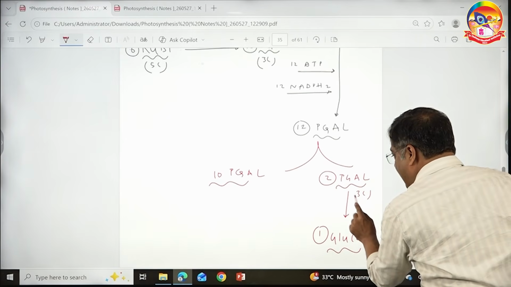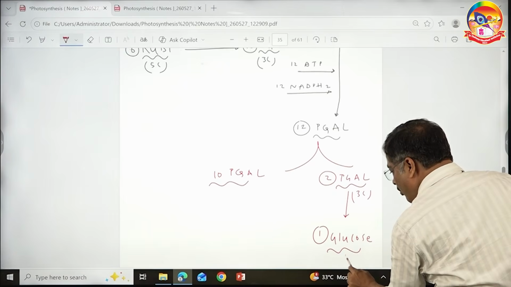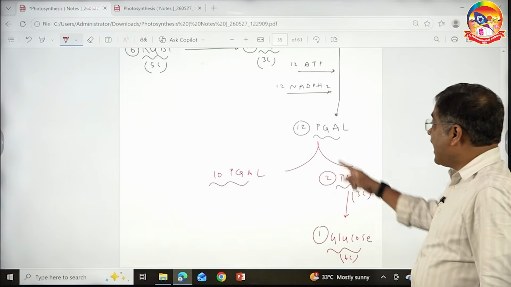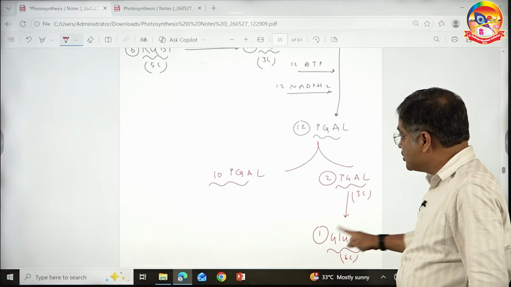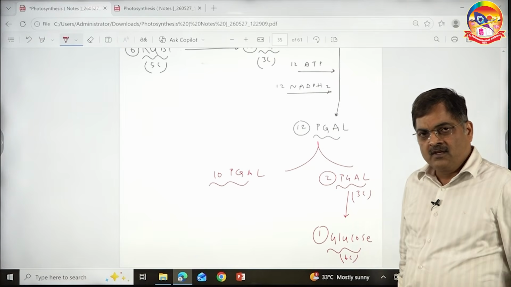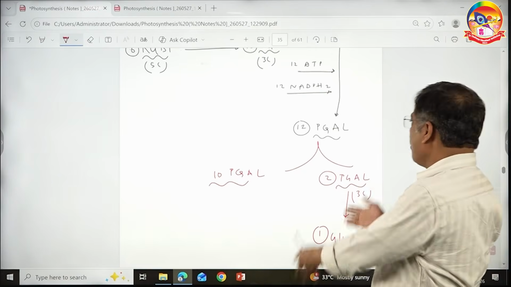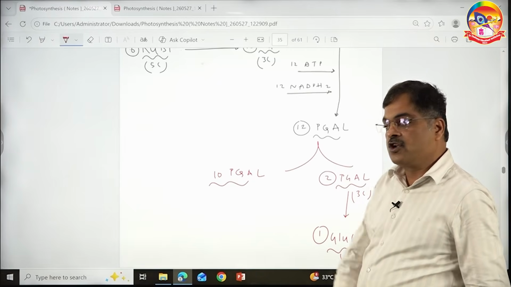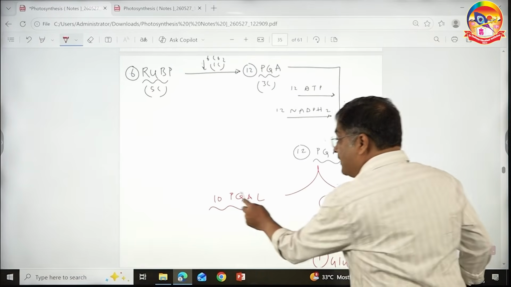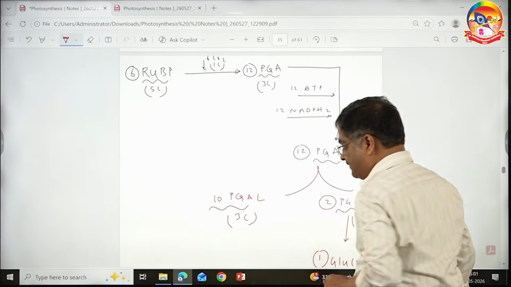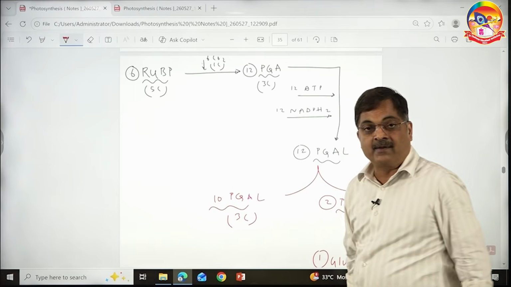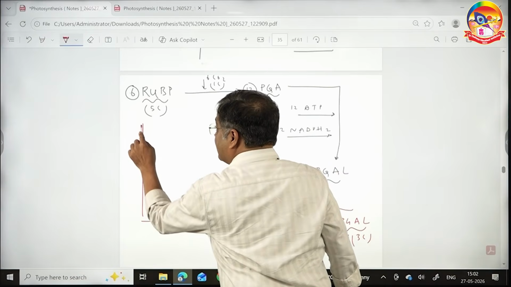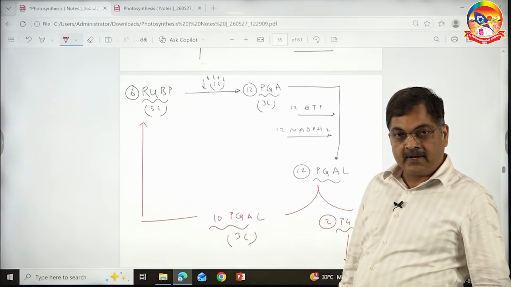Naturally, because this is a 3-carbon compound, 2 3s are 6, 1 6. Yes, I'm very happy that I produce glucose. So out of 12 PGAL, I take 2 PGAL and produce glucose. You may have a doubt: why can't you take all 12 and produce 6 glucose? Why are you taking only 2? There is a logic here. Each PGAL is a 3-carbon compound. 10 PGAL means 30 carbons. These 30 carbons are utilized in the regeneration of 6 RUBP.